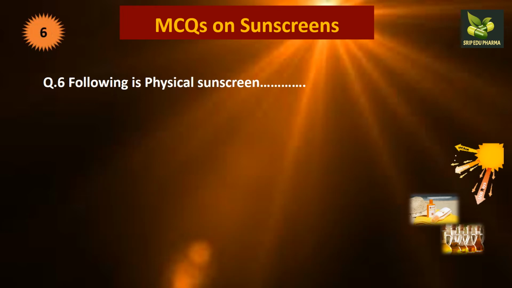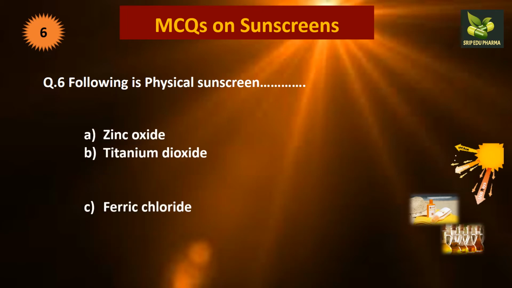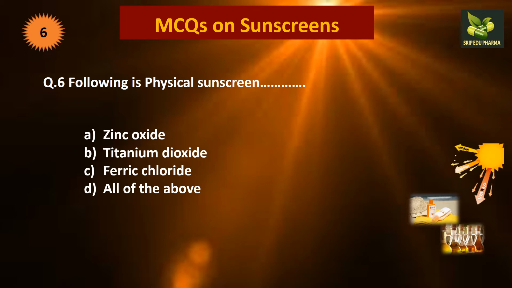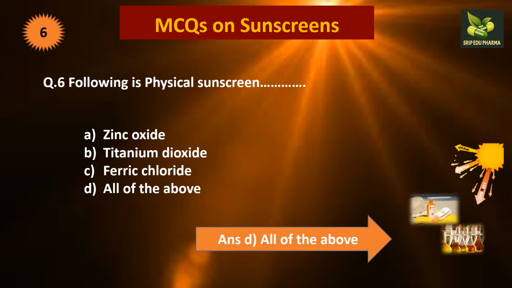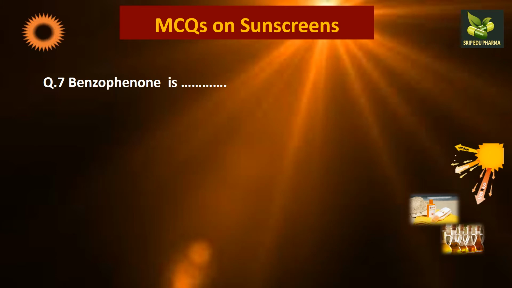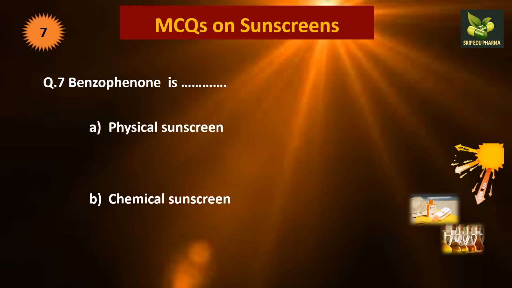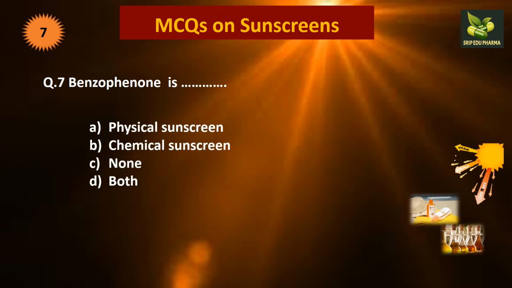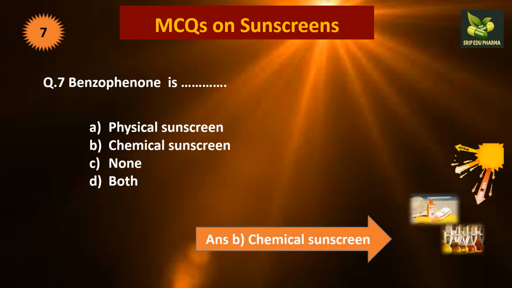Question 6: the following is a physical sunscreen. A. Zinc oxide, B. titanium dioxide, C. ferric oxide, D. all of the above. We know that sunscreens are in the categories physical and chemical. So the answer is all of the above because all these three are examples of physical sunscreens. Next question: benzophenone is a physical sunscreen, chemical sunscreen, none or both. The answer is B because benzophenone comes under chemical sunscreens.